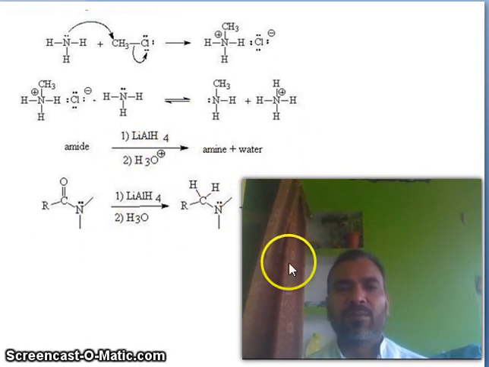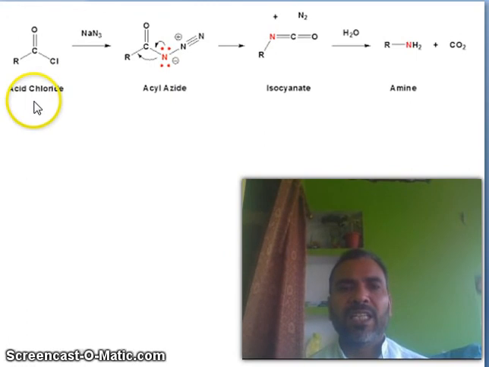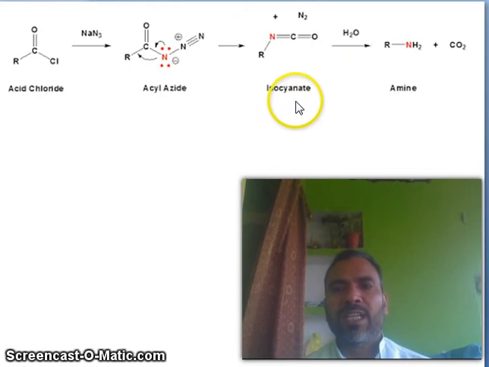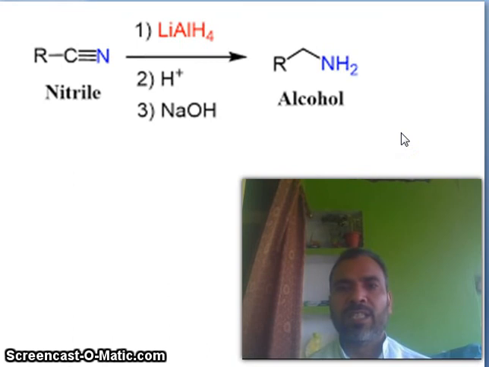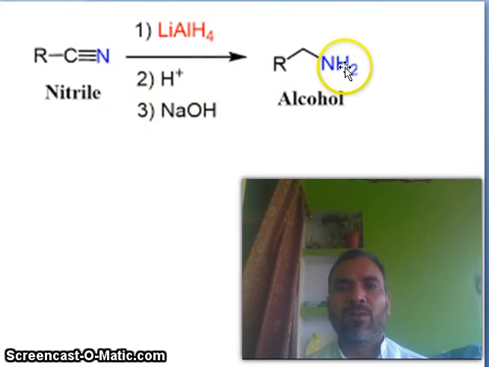Same way, this is an amide, already seen. So what will happen here? This is an acid chloride reacting with sodium azide. You see the N3 is azide. On rearrangement you will get isocyanate, and this isocyanate reacts with water, you will get the 1 degree amine. Cyanide reduction with lithium aluminum hydride. Yes, this is not the alcohol, this is the amine.